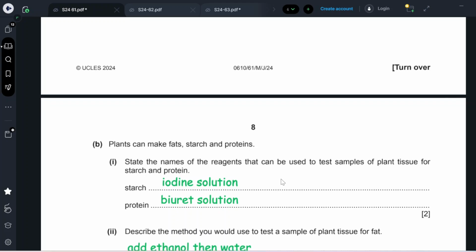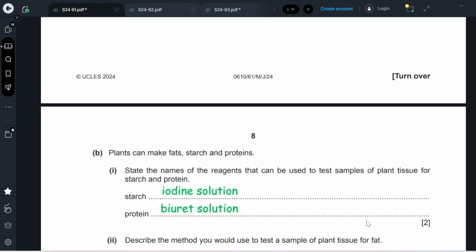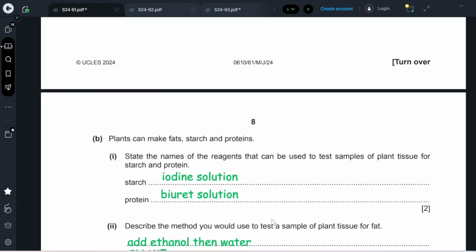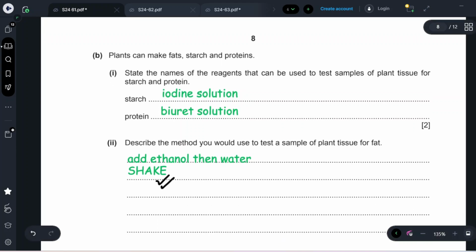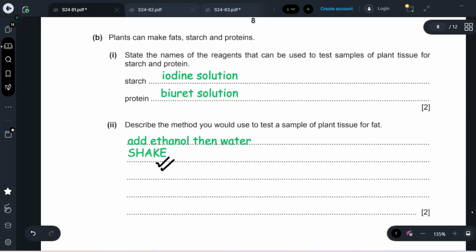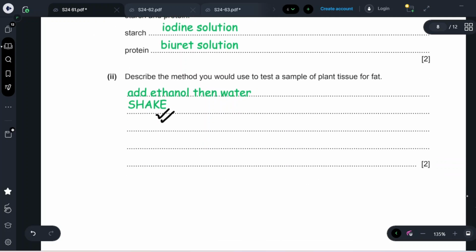How can I test for fat? The fat is the emulsion test. You get the fat sample and you put it in alcohol, ethanol. You add water and you shake. Shake is important. It gives you the second mark. You have to shake. If it turns cloudy, there is fat. If it's not cloudy, then there is no fat. Okay.